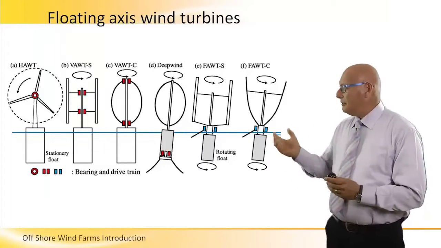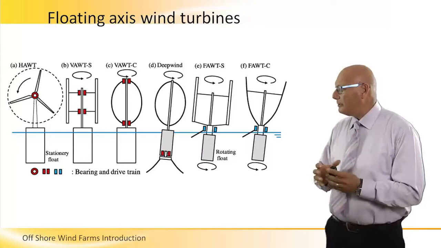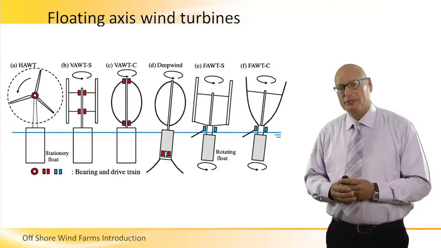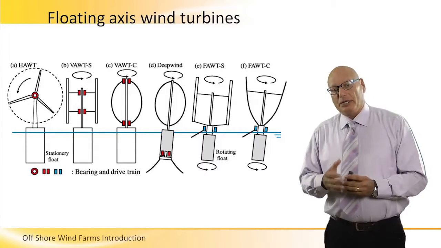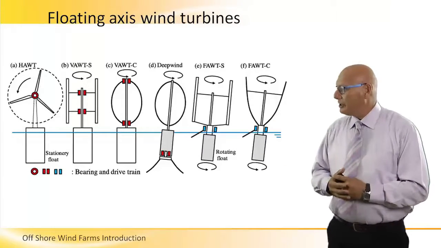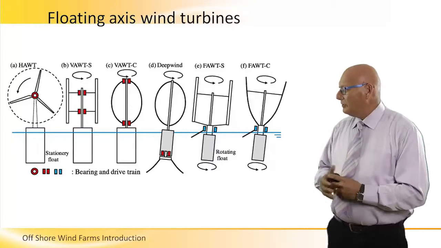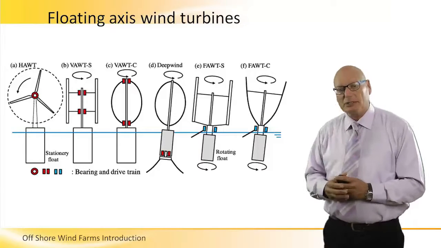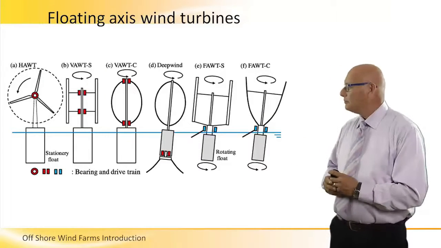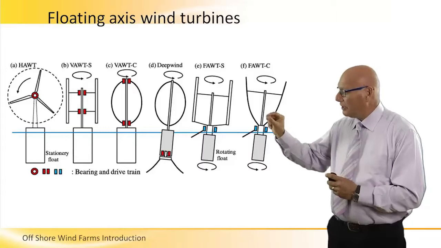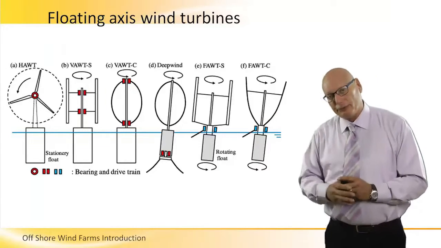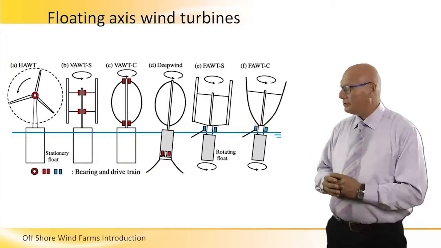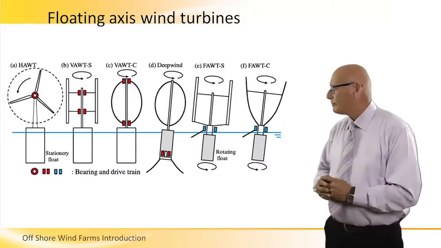In this slide we can see various types and families of offshore turbines. On the left hand side, the horizontal, HAWT. The bearing and the drivetrain are represented by red dots. And in the HAWT, as we've discussed before in previous sessions, the bearing and the drivetrains are in the center up there in the knuckle.